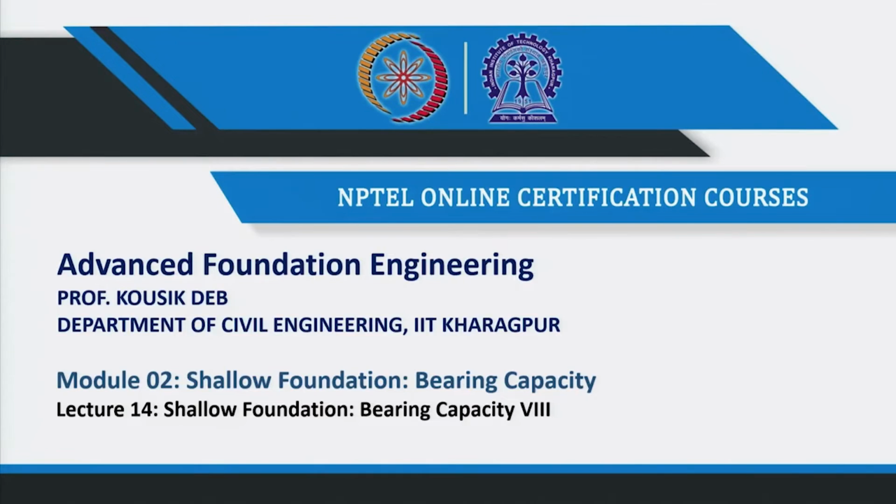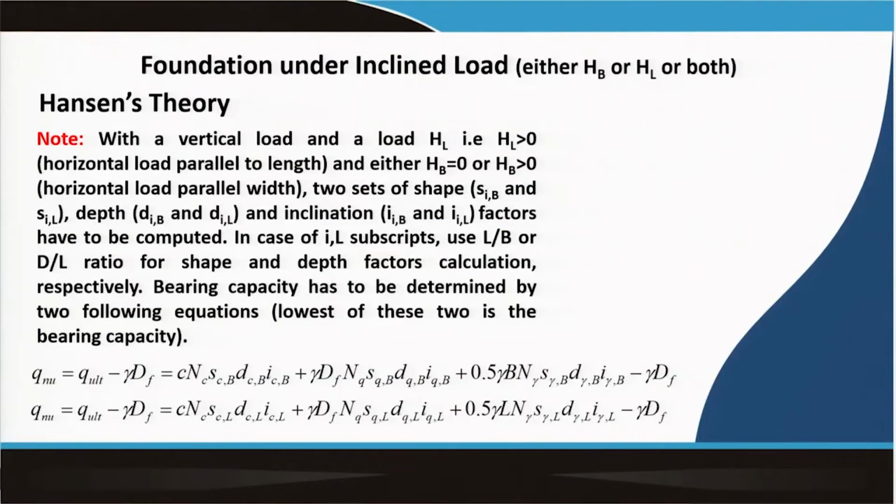So, if the foundation is under inclined load, then either HB or HL. What does it mean? HB means the horizontal component of the inclined load is parallel to B, and HL means the horizontal component of the inclined load is parallel to the length.